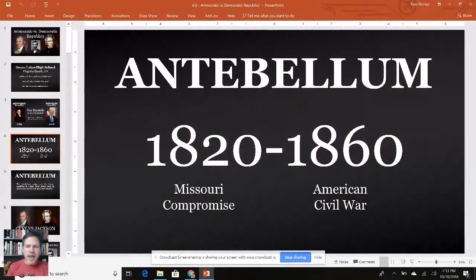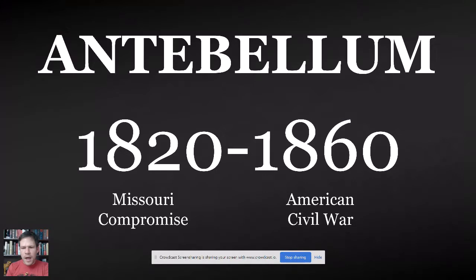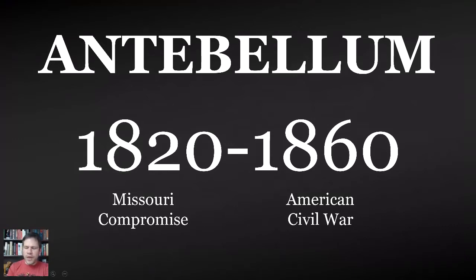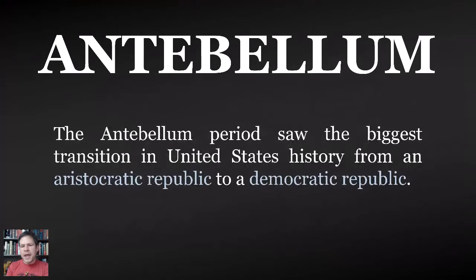When we go into the antebellum period, there is a lot going on there. Between the Missouri Compromise and the American Civil War, this period 1820 to 1860, that's the antebellum period. Over this time, I think there is more of a transition than in any other time in U.S. history from an aristocratic republic to a democratic republic.